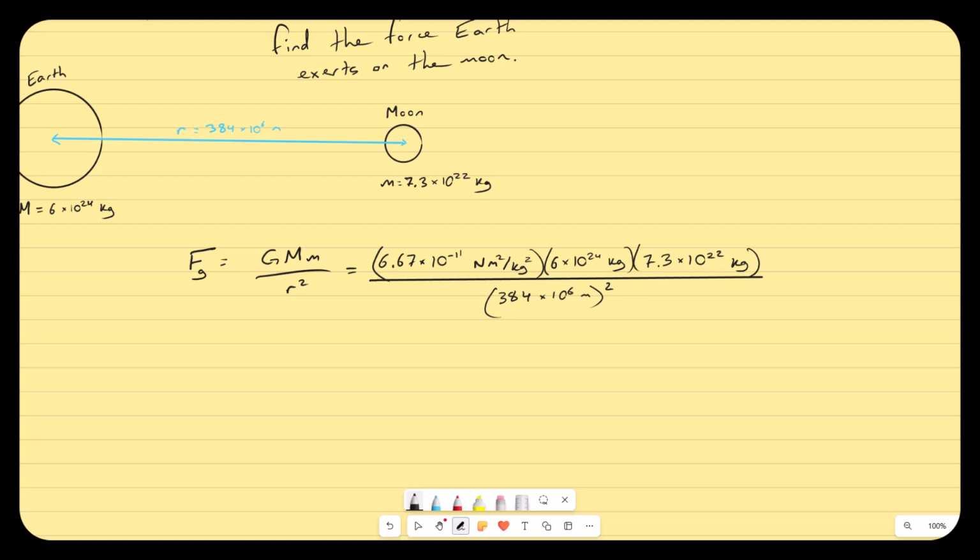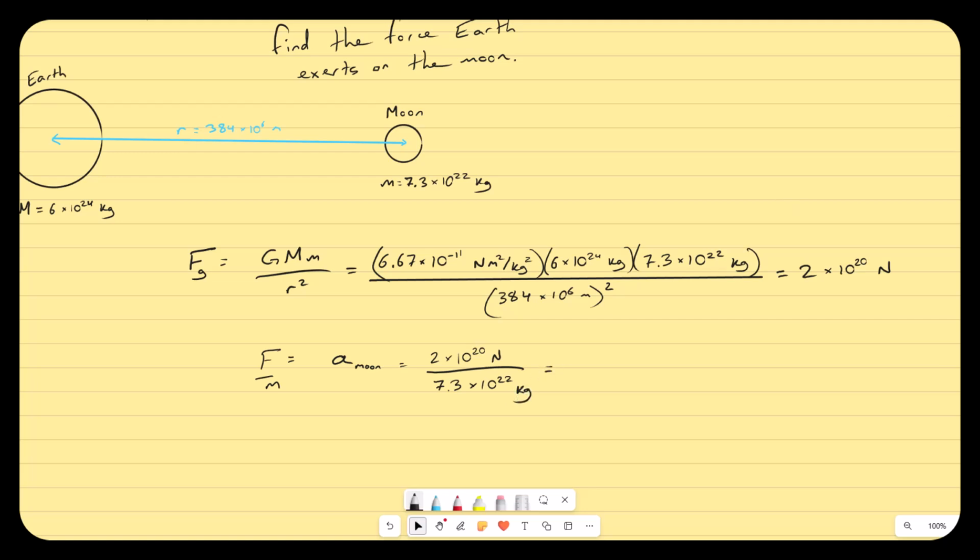When I do that, I end up with a value of about 2 times 10 to the 20th newtons. So a 2 followed by 20 zeros. That is a huge amount of force. But consider this. The acceleration that the moon feels: mass times acceleration equals force, so the acceleration is force over mass. That's our 2 times 10 to the 20th newtons divided by 7.3 times 10 to the 22nd kilograms.